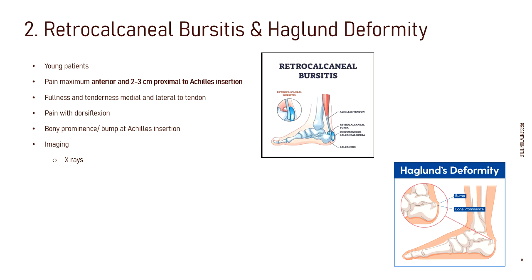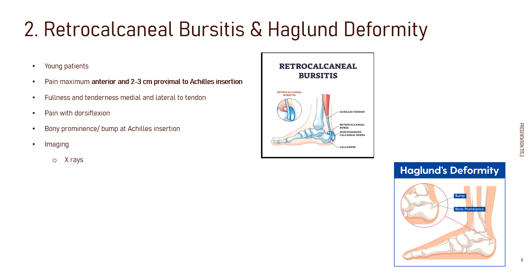And in Haglund's deformity, if you look at the lower picture, you develop an enlargement of the posterior superior tuberosity of the calcaneus. So this is a bony problem as opposed to the soft tissue problem of bursitis or the retrocalcaneal bursitis. This is also known as pump bump. So these two are seen in younger patients.